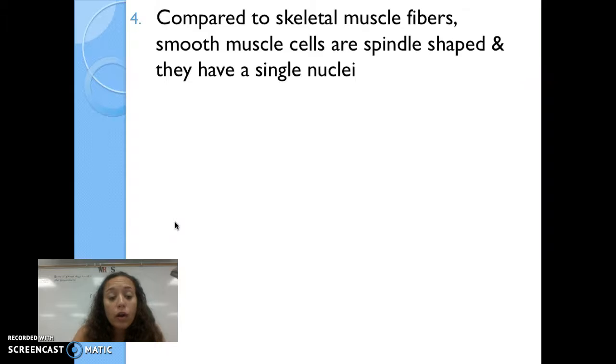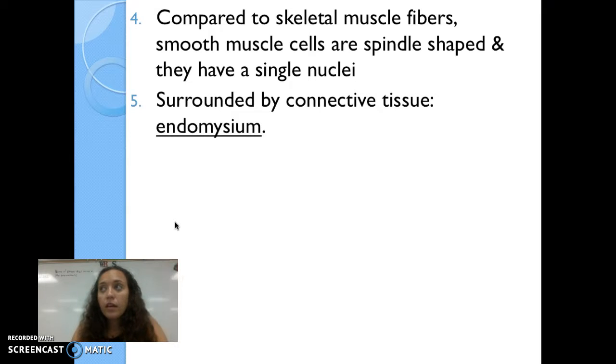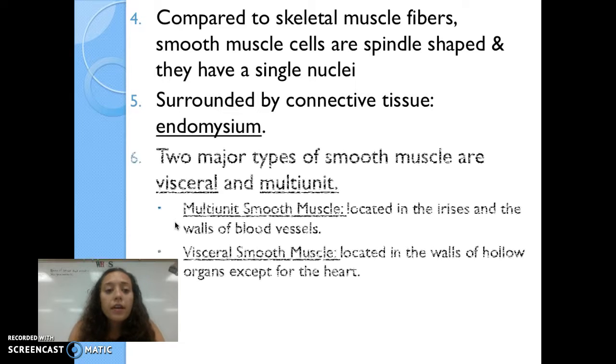When you're looking at a cell, the shape is called spindle shaped, and it only has one nucleus, which as we know is different than skeletal muscle. The connective tissue you're going to see is called endomysium. You'll learn a lot more about this in a little bit. Skeletal muscle, we didn't cover it because basically the rest of this lecture is about the different connective tissue.